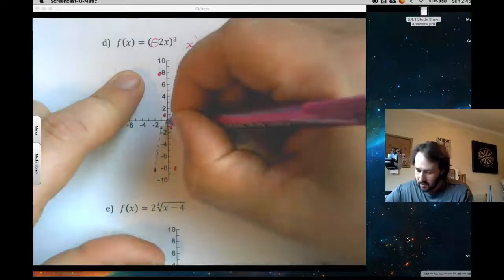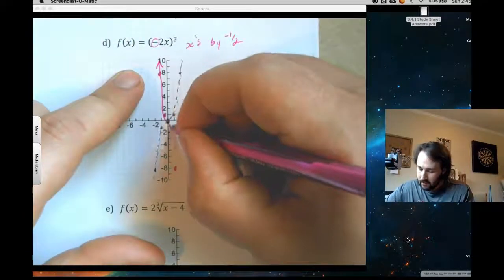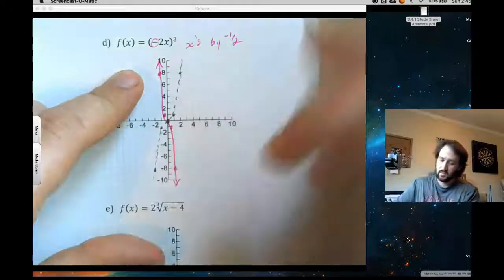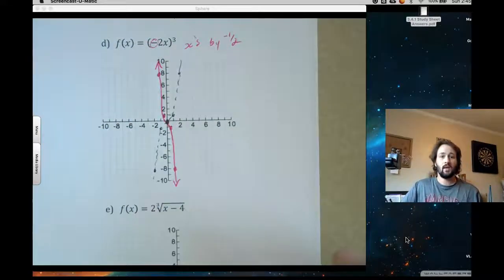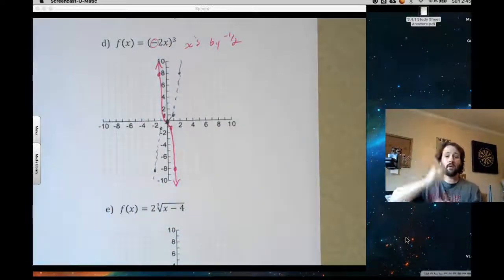So what happens is it reflects over the y-axis, and it horizontally compresses by a factor of 1/2. That's pretty much it. Domain and range are going to stay the same as the last one. Still going out forever, and it's going up and down forever.